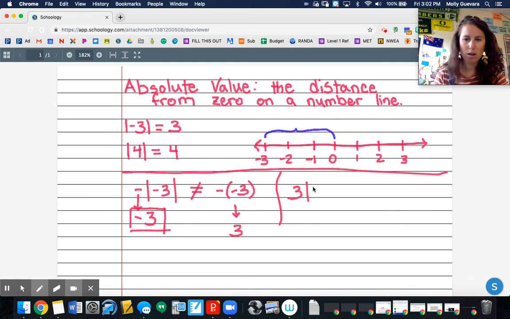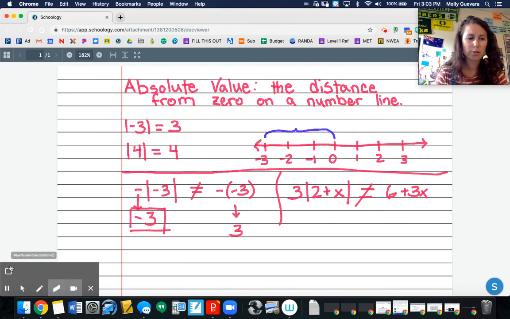The other thing that I want to show you, let's say I have like 3 times the absolute value of 2 plus x. You cannot distribute this 3 into the absolute values like you could if they were parentheses. So that means it is not equal to 6 plus 3x. Okay, it doesn't work. You can't do it. No way. Okay. So that's absolute value.